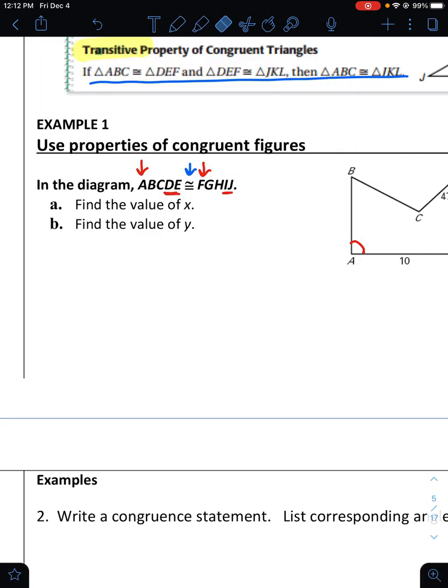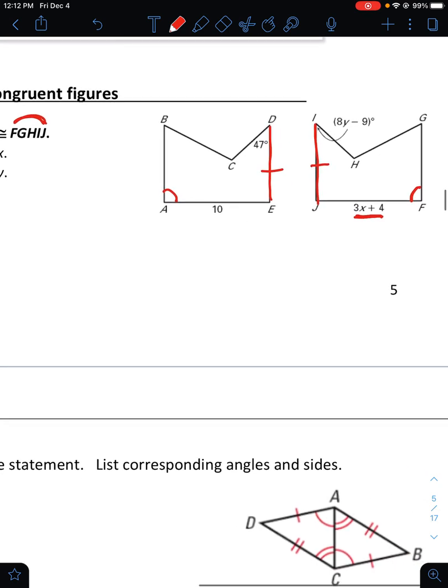Oops, it didn't really erase. So JF are the first and last letters. It's congruent to AE, the first and last letters. So I don't always want to go by the way it is situated, because sometimes the triangles or the polygons are rotations of each other. So it's hard to necessarily tell that.